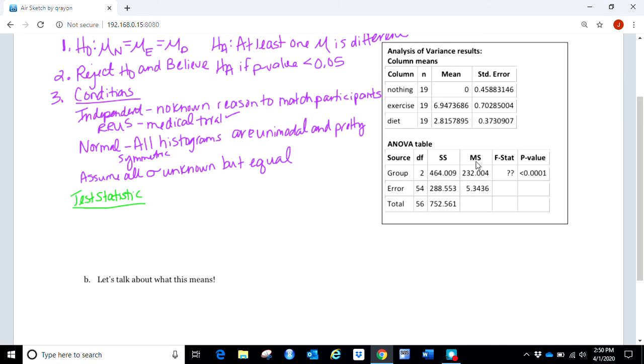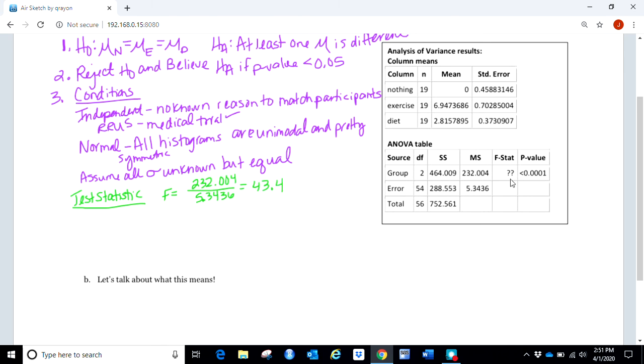So what I can see here is I have this MS column, and then I have this error row. So this 5.34 number is going to be that bottom number for our MSE. The other MS, which is going to be labeled depending upon what I've named my variable, is going to be the treatment one. So for my F, I'm going to say that it's that 232.004 over the 5.3436 number. Doing that math, we're going to get about 43.4 for our F.